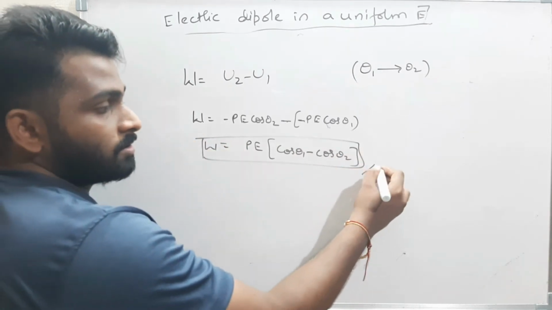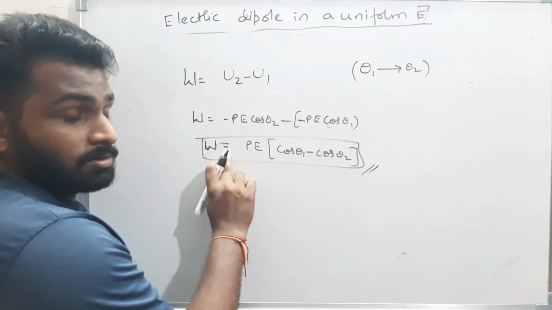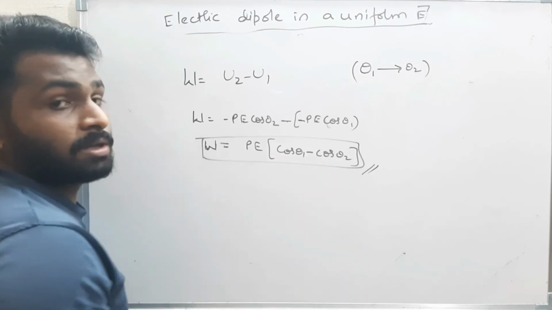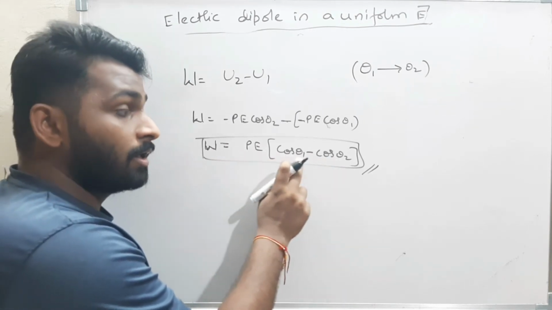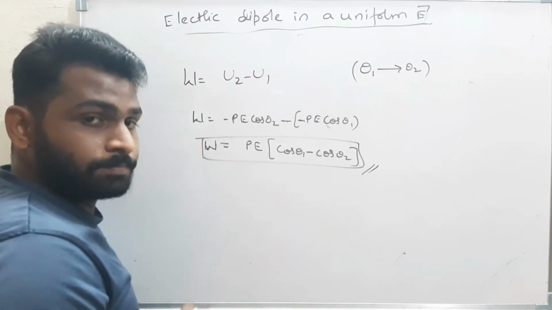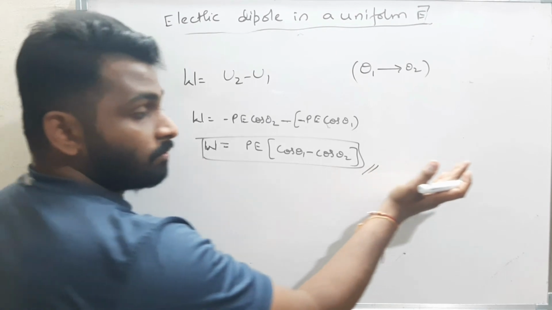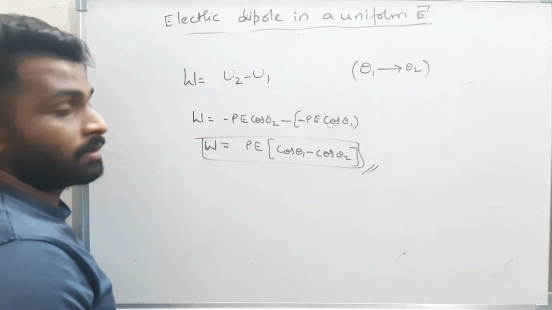The work done formula is W is equal to PE into cos theta 1 minus cos theta 2, where P is the dipole moment, E is the electric field, theta 1 is the initial angle, and theta 2 is the final angle. That's all. The work done to move the dipole from theta 1 to theta 2 is this much. I think this is clear.